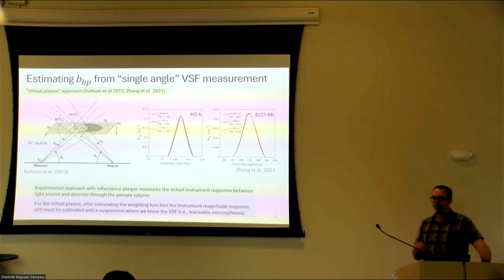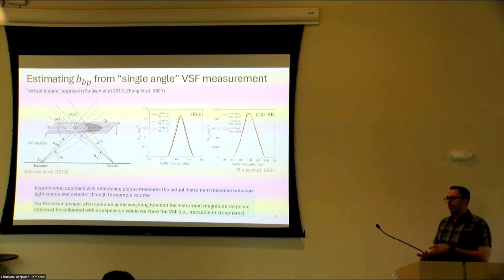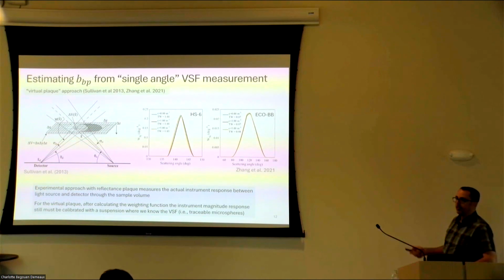So it's one, versus, it's well constrained versus the bead approach where you've got uncertainty in your index of refraction of the beads and the size distribution of the beads. And the big uncertainty is the assumptions you make about the geometry of the instrument to get those weighting functions.